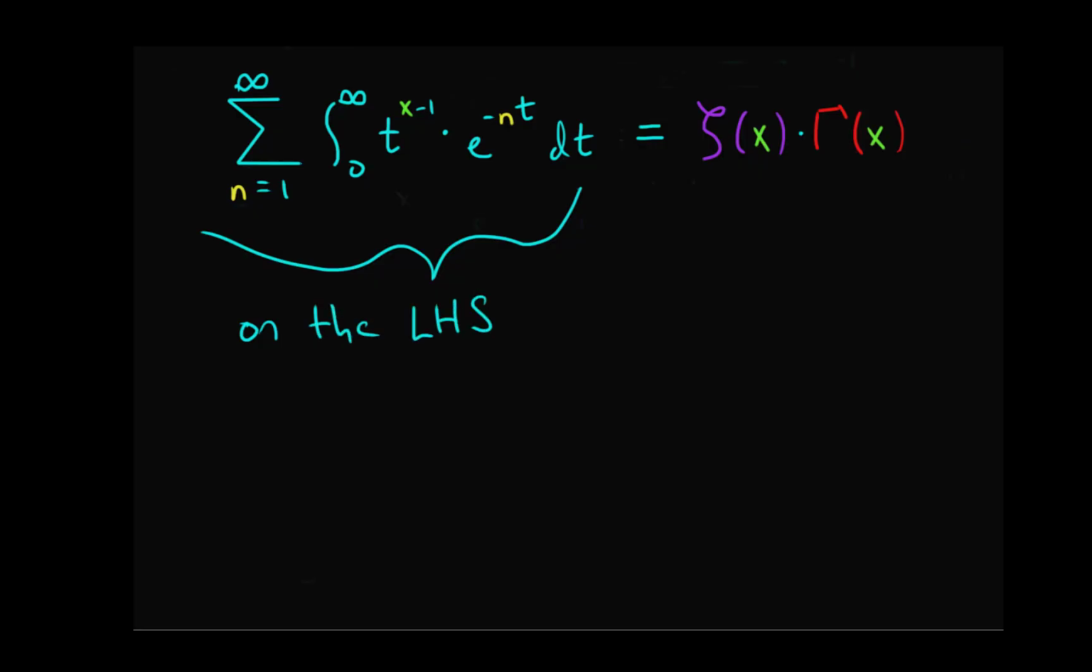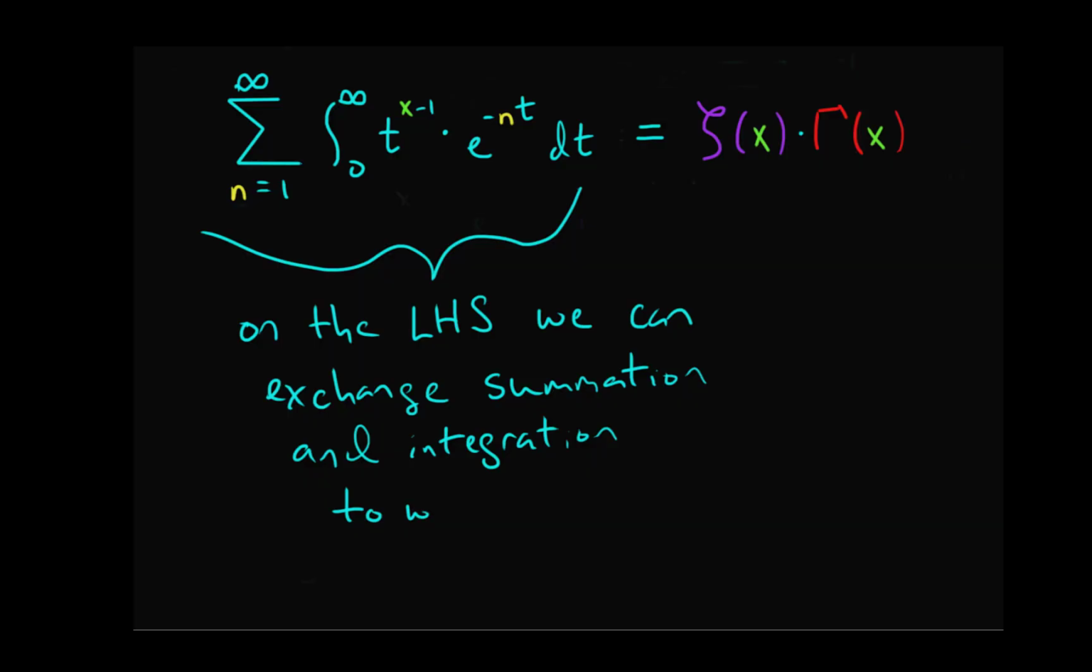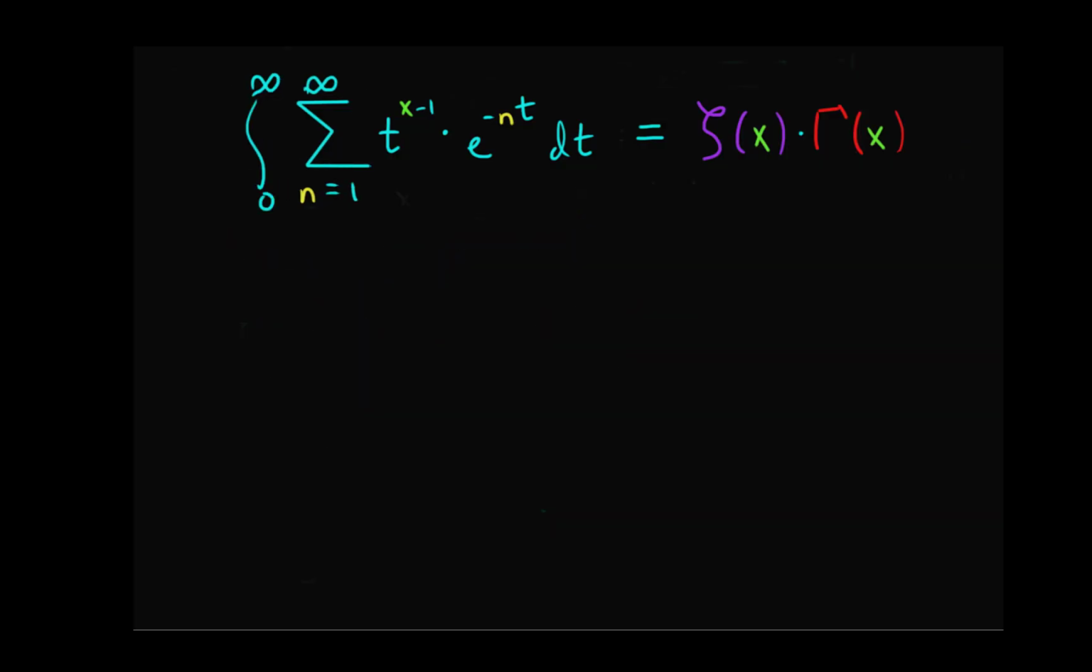because by theorems of real analysis, I can actually exchange for this particular integral the order of integration and summation. So I can rewrite this left-hand side as the integral from 0 to infinity of the sum from n equals 1 to infinity of t to the x minus 1 times e to the negative nt dt.